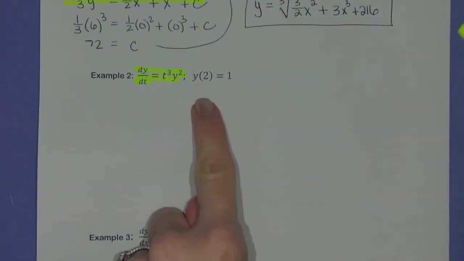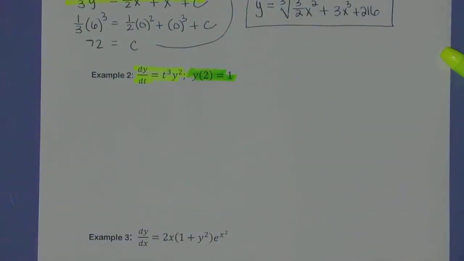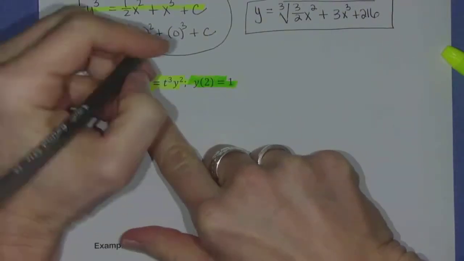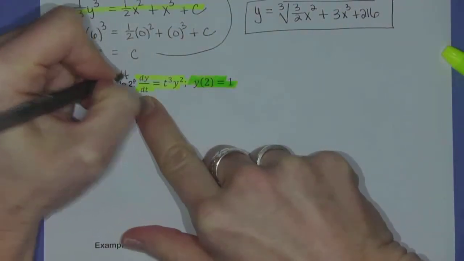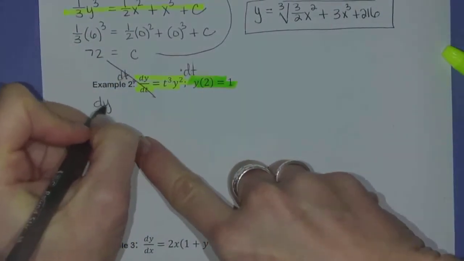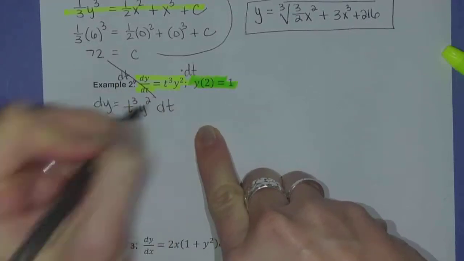And our point, y of 2 equals 1. We'll use that a little bit later to find c. So let's separate our variables first. I'm going to start by multiplying dt to both sides, which will move that over. Cross those out. So I have dy is equal to t to the third y squared dt.